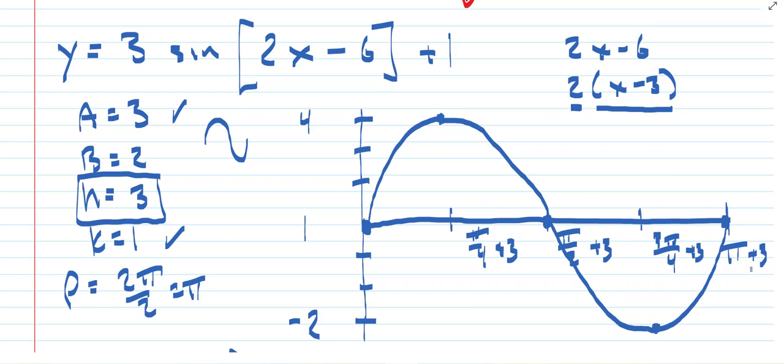You can see that it has a period of pi. It's been shifted to the right 3 places. It has an amplitude of 3. Its midline is at 1. And that's pretty much it. Let's do one more example.